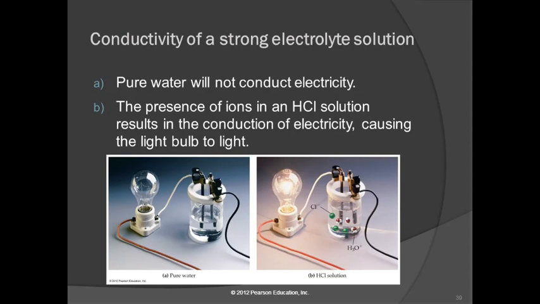Pure water doesn't conduct electricity. But when we put HCl in the water, it does. So here's pure water hooked up to a light bulb and electric current, but the electric current can't flow through the water. We put hydrochloric acid in there, it generates ions, and now the current flows and the light bulb goes on. And the light bulb glows strongly. It's a strong electrolyte.